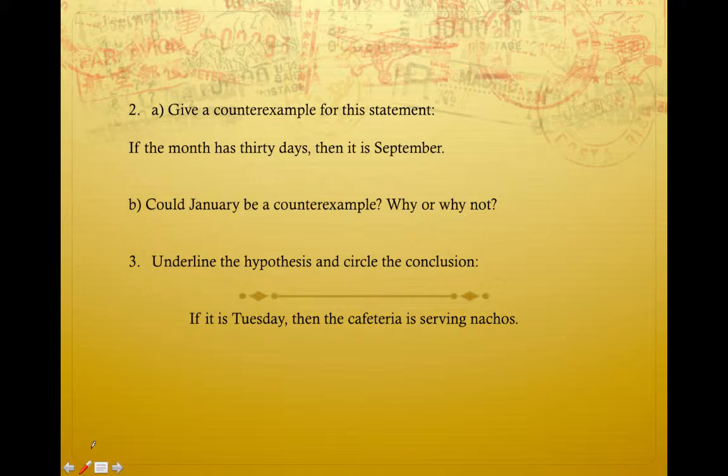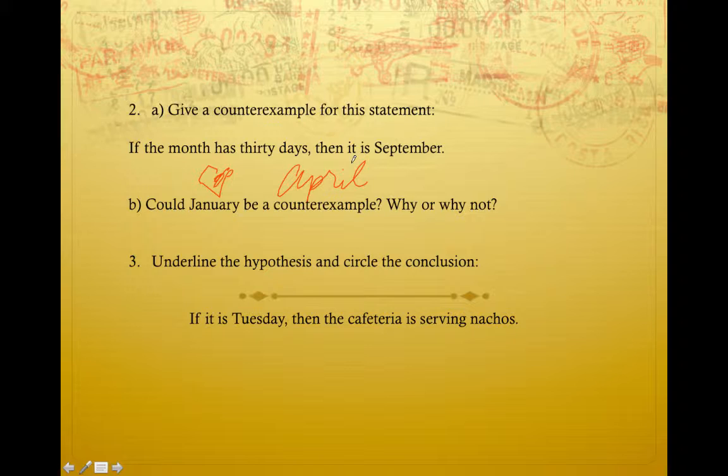So we want to give a counterexample for this. If the month has 30 days, then it is September. What we want to find for a counterexample is a month which does have 30 days, which is not September, because then the statement is false. If you know the little rhyme, 30 days has September, April, June, and November, we could say, okay, here's a counterexample, April. Could January be a counterexample? The answer is no, it can't, because January has 31 days, so it doesn't fit the hypothesis.